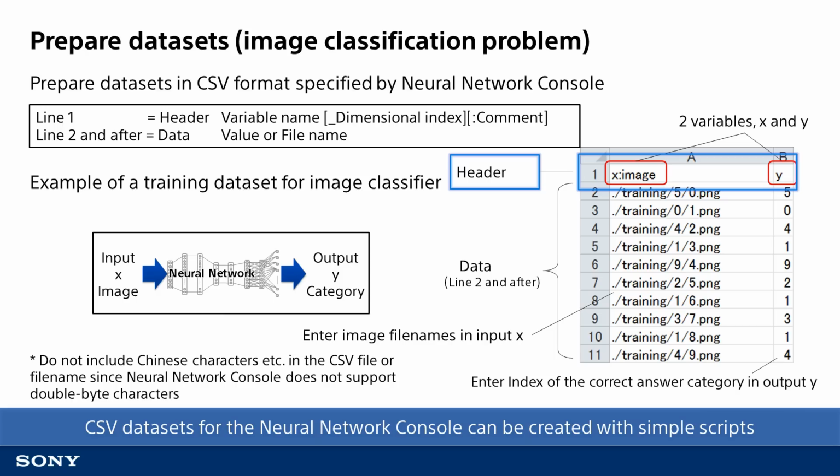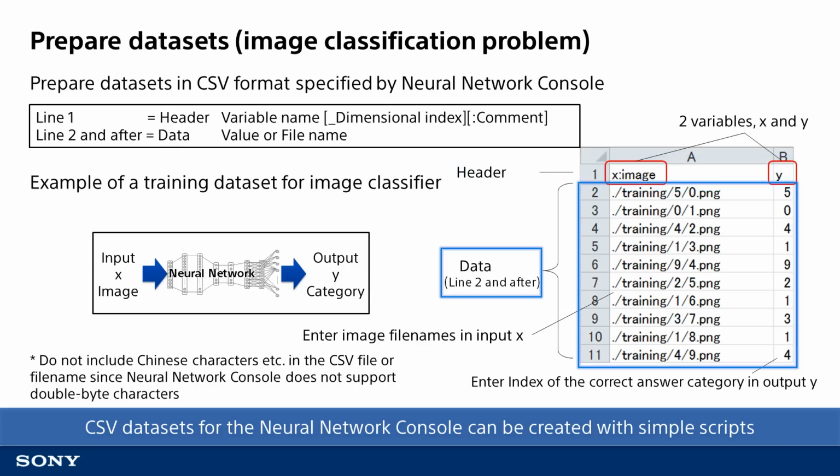You can create comments by placing a colon after the variable name followed by text. Any text strings that come after colons in this data are ignored by Neural Network Console so that you can create comments to make it easier for others to understand the data. For example, entering X:image in the header creates a variable named X with a comment indicating that this variable represents images. Enter data resources individually in the rows under the header.